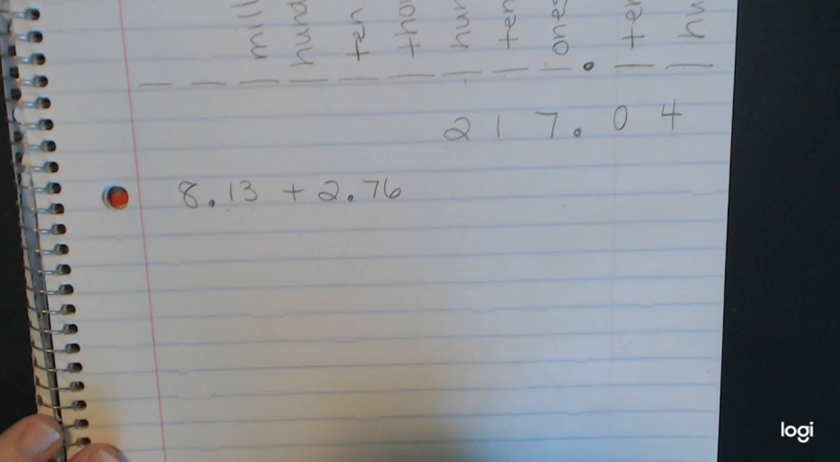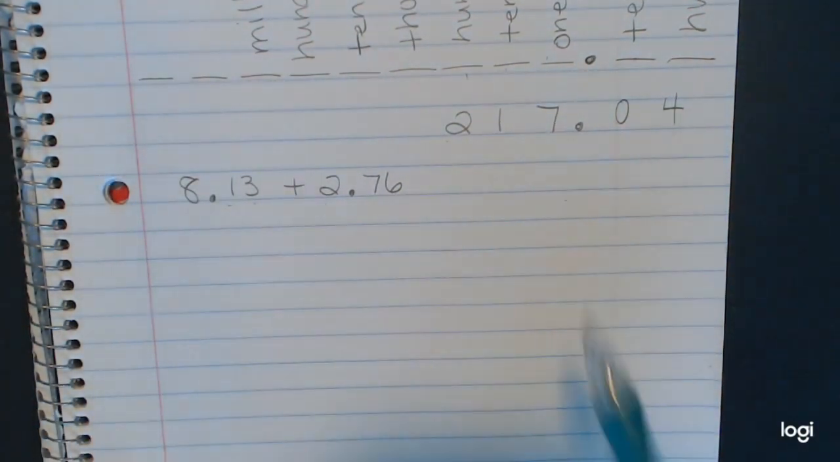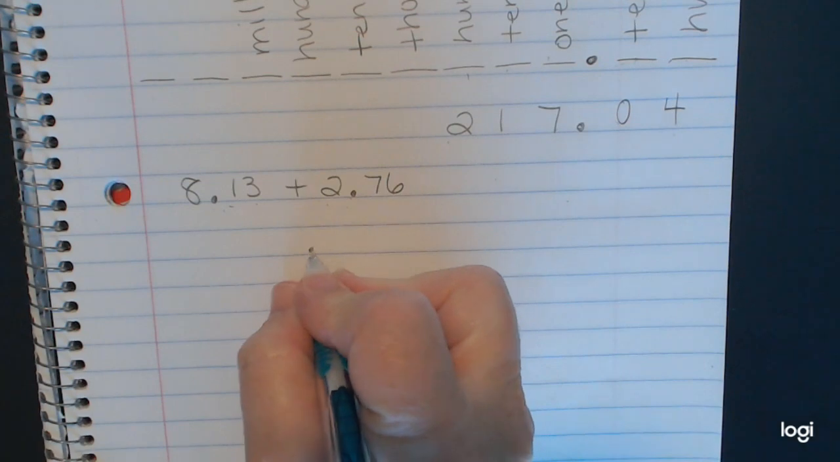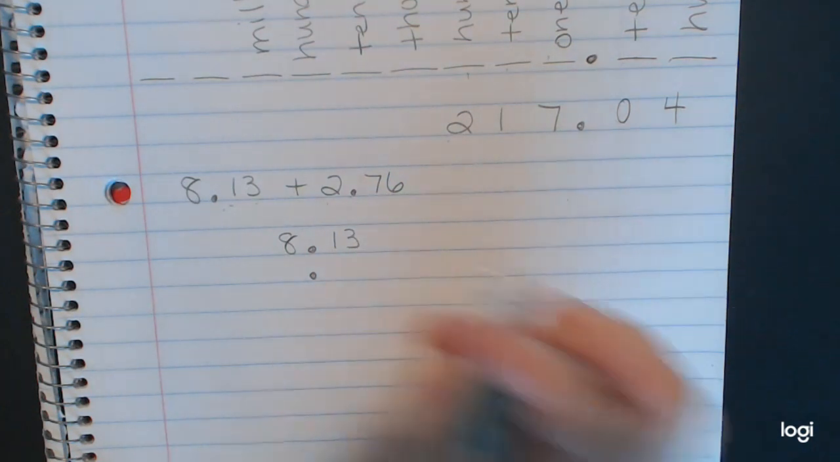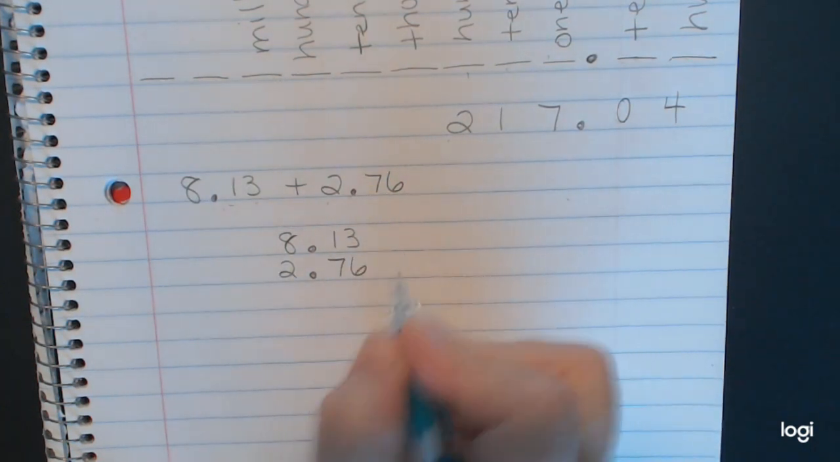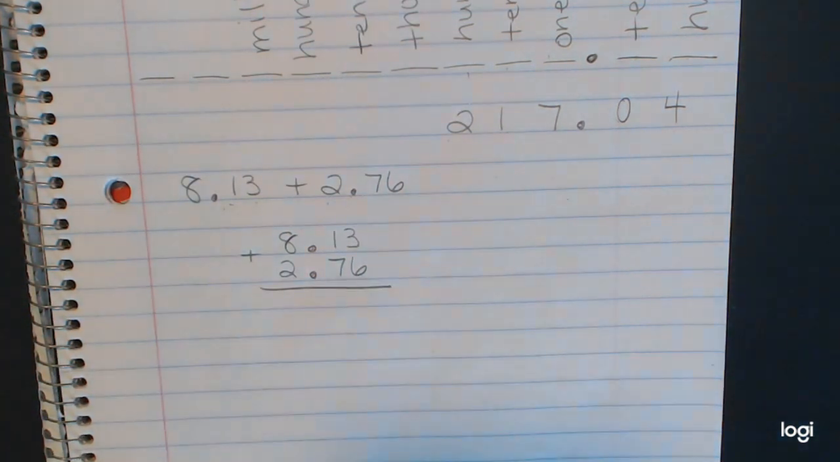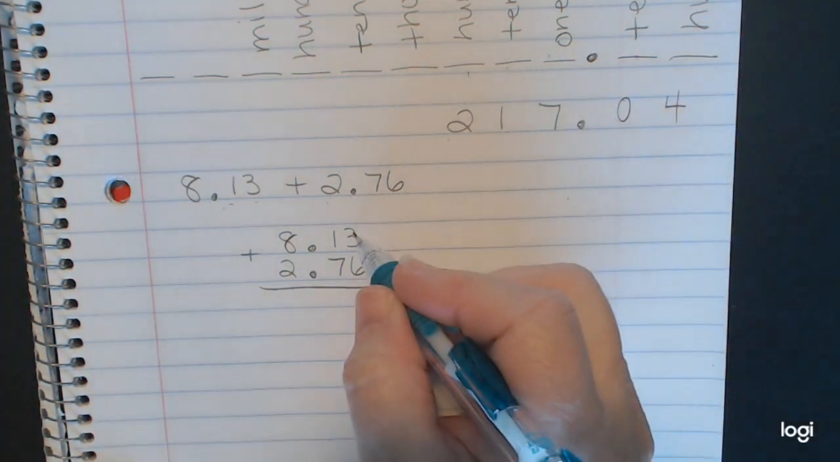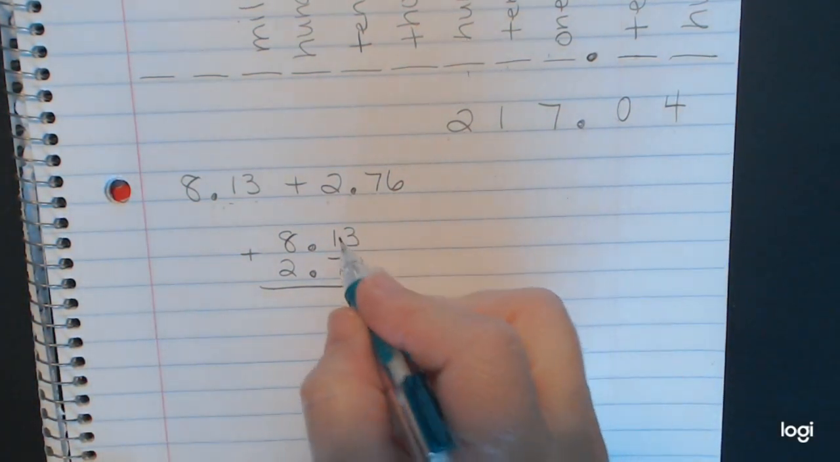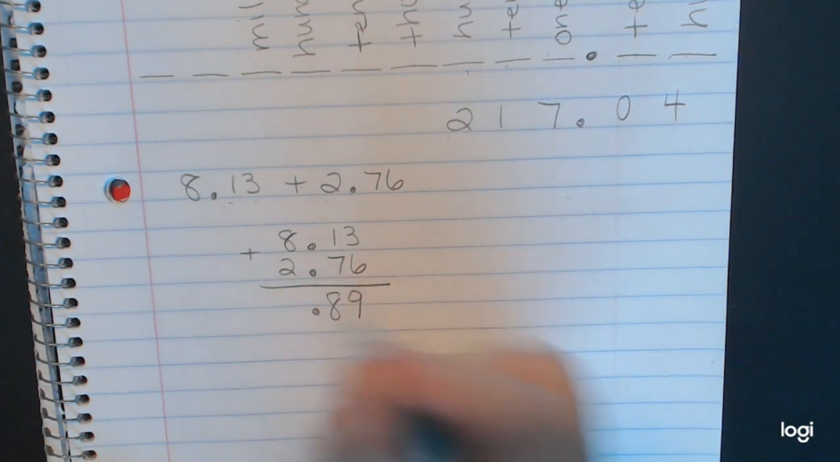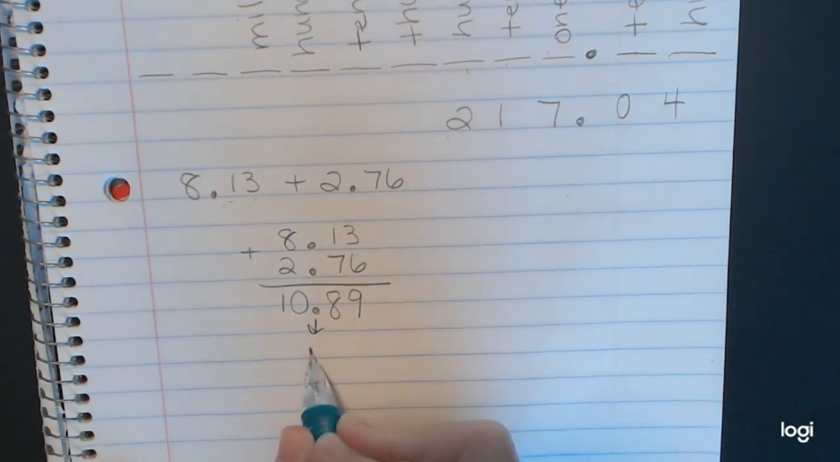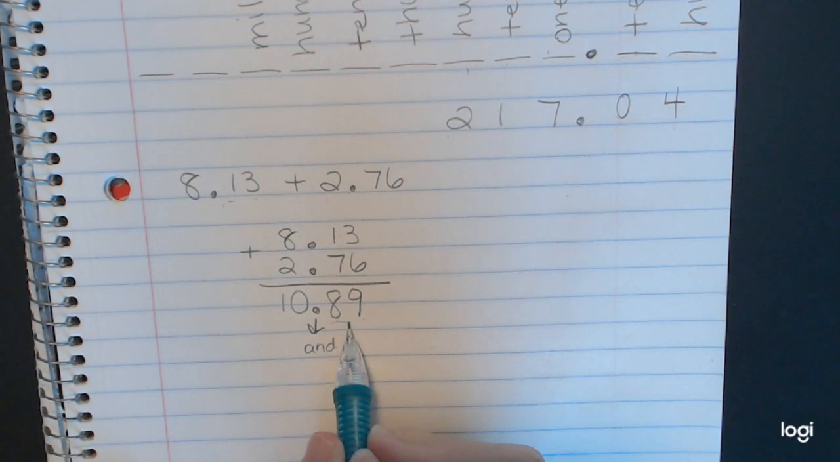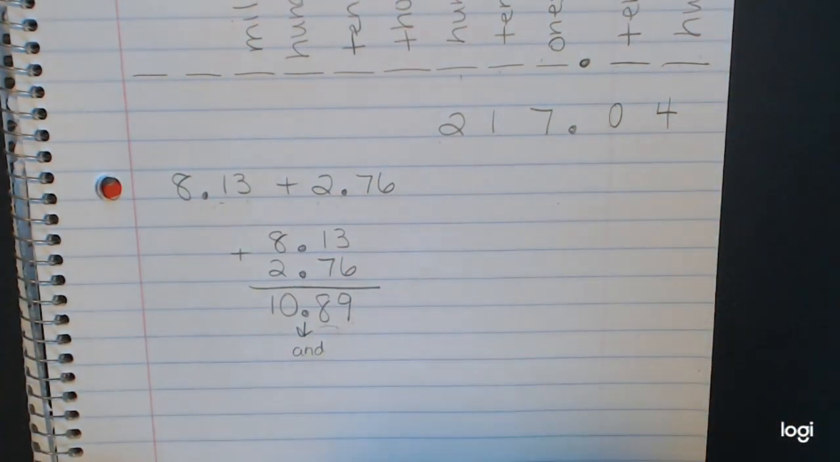All right, when you are given a problem like this, we have to remember that adding and subtracting, you always line the decimals up. So I'm going to line my decimals up like this. 8 and 13 hundredths, 2 and 76 hundredths, and most of you have already started adding. So we add straight down. 6 and 3 is 9. 1 plus 7 is 8. Bring down our decimal. 8 plus 2 is 10. Our answer is 10, and this is our and. 89, and the spot over here was hundredths.